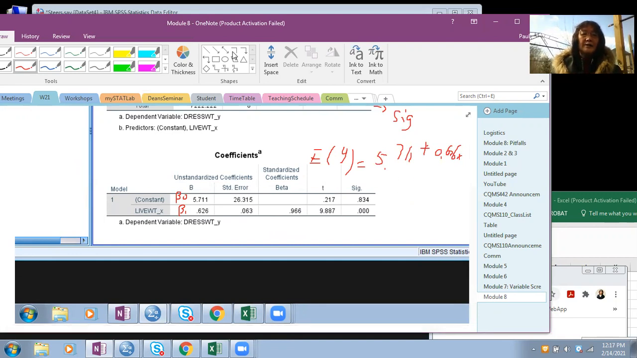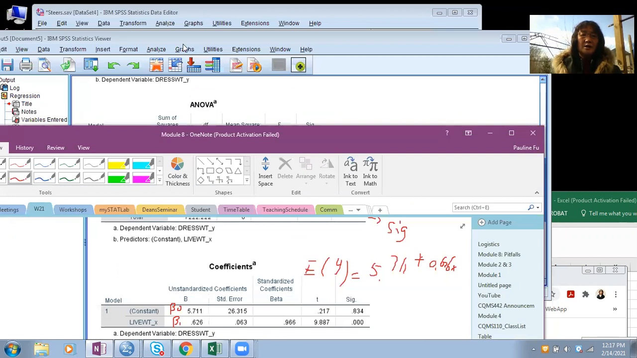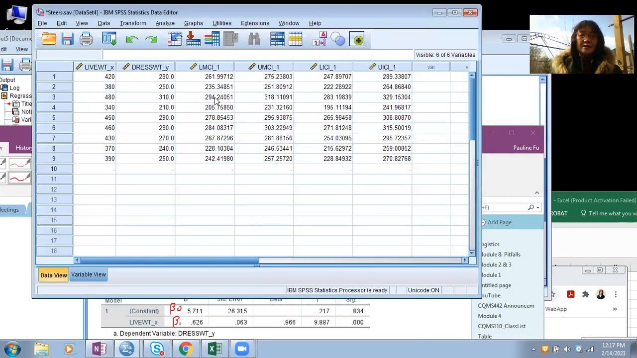Okay. At the same time, I also got the prediction interval. So the values are here. This is the interval for the mean, with lower bound and upper bound. This is the interval for individual values, with lower bound and upper bound. Okay.